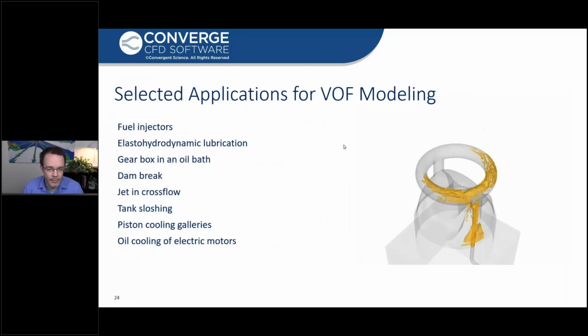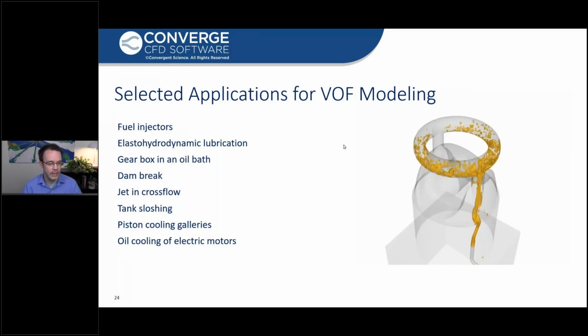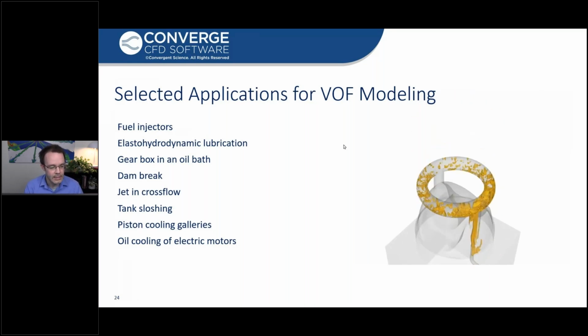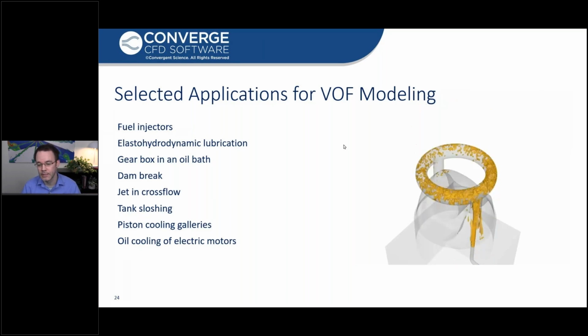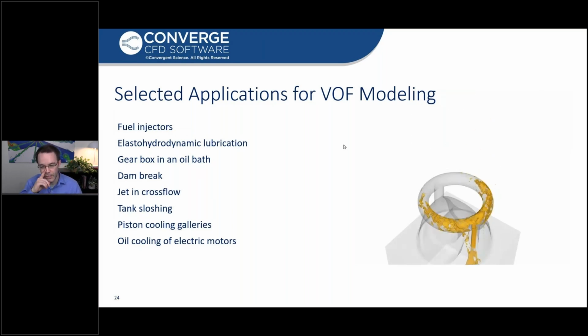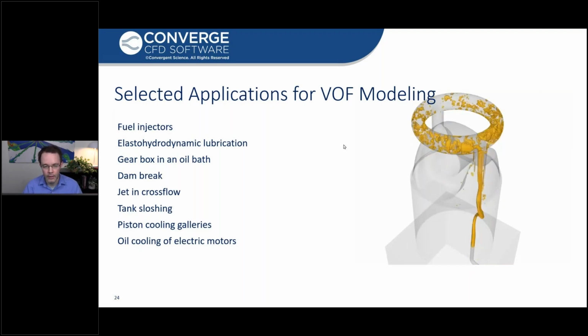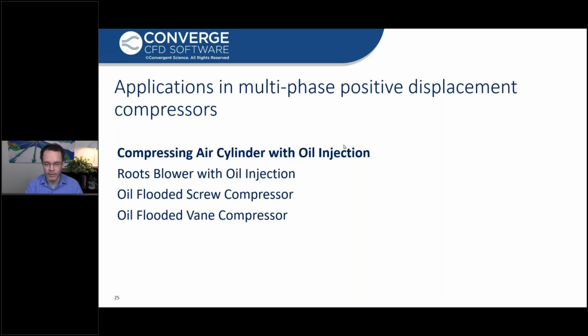A couple select applications for the VOF modeling in Converge include things like fuel injectors, tank sloshing, and like you can see from this image, the cooling of a piston in an IC engine or an electric motor. So these are all very typical applications of the VOF modeling.